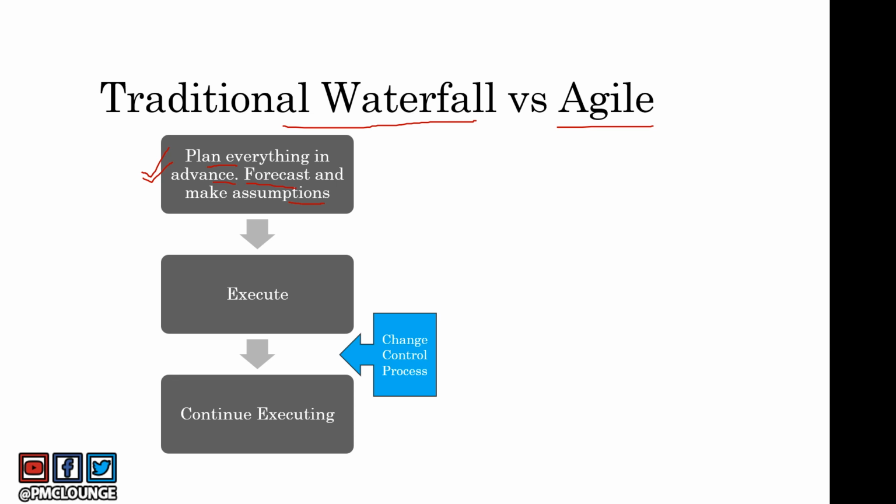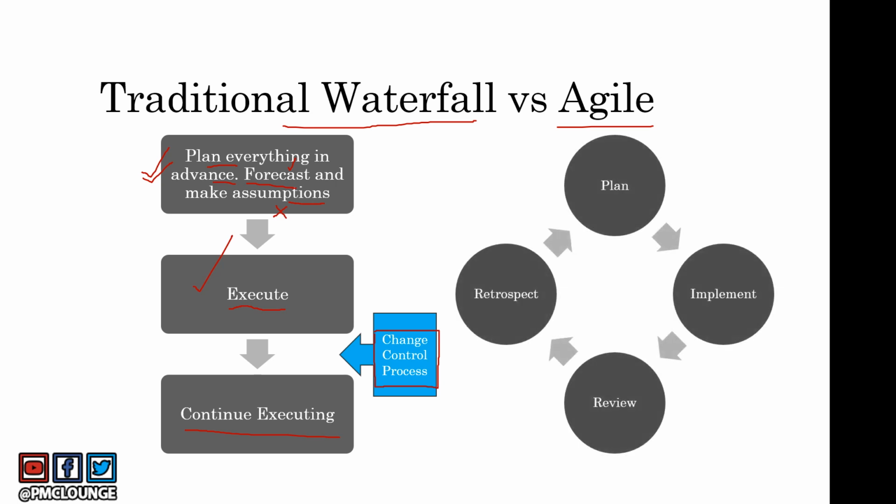Now, based on this plan that you have, you start execution. Once you are executing and doing the project work, it is possible that some of your assumptions prove wrong, some of your forecasts prove wrong. So what you do then is introduce the change control process. This change control process takes care of introducing any change which was required because your forecast or assumption went wrong, and then you continue executing. So that's what traditional waterfall is all about. You plan everything in the beginning, plan the work, work the plan.